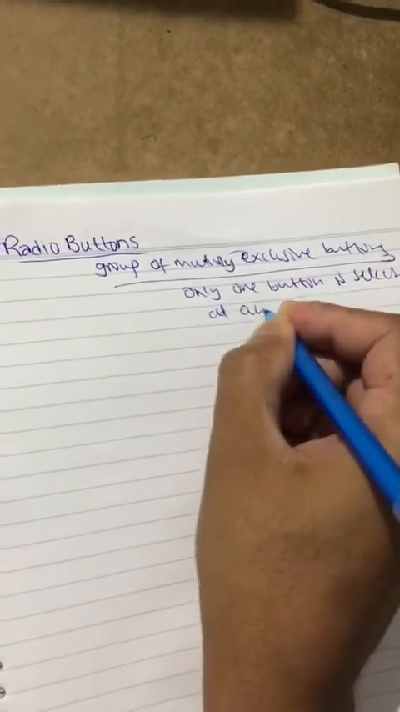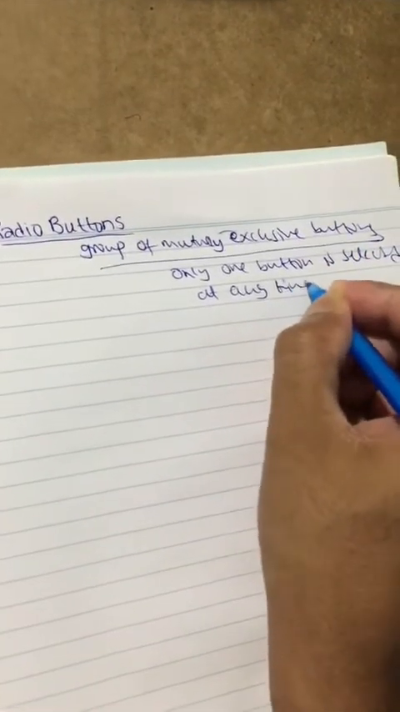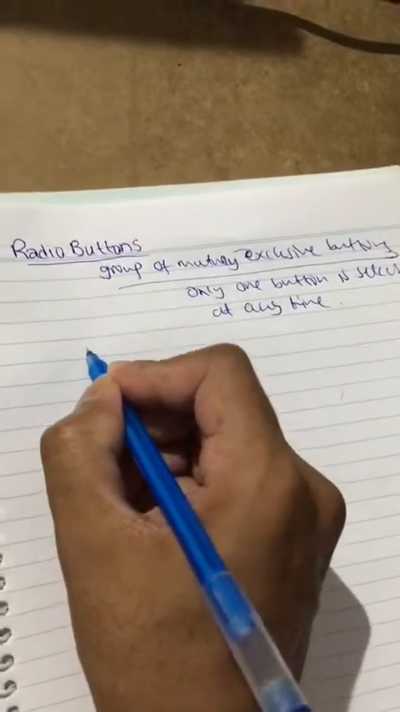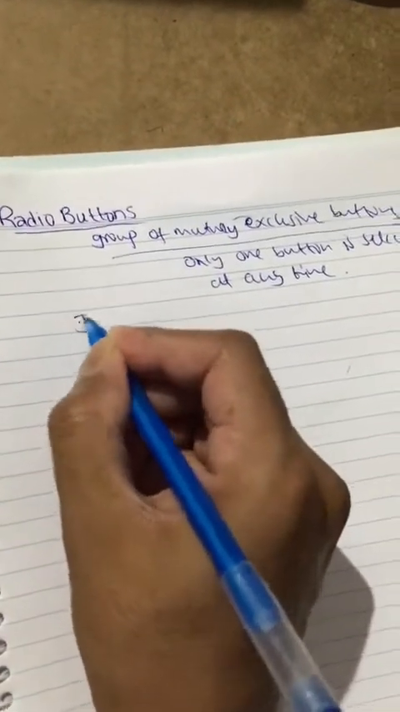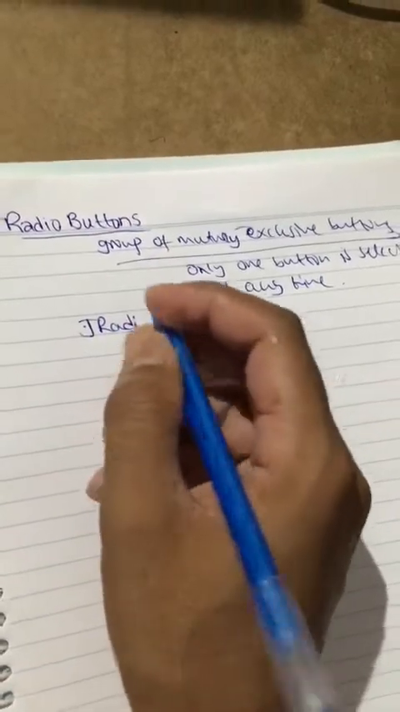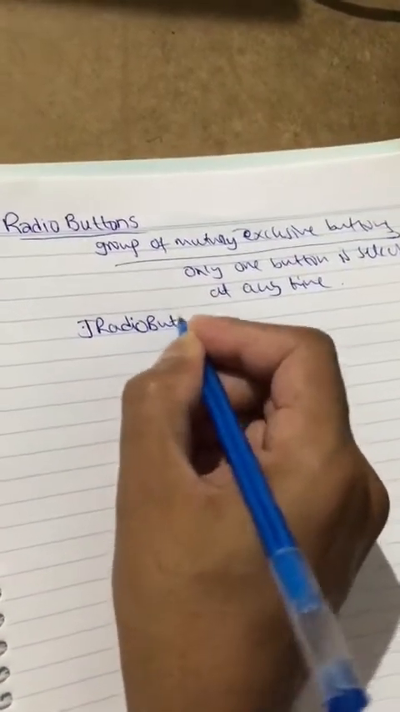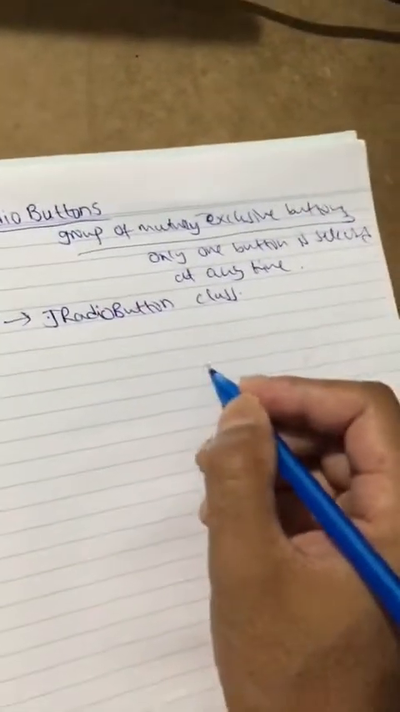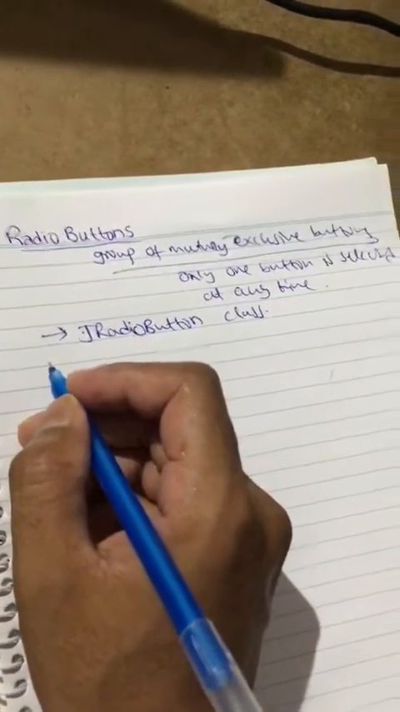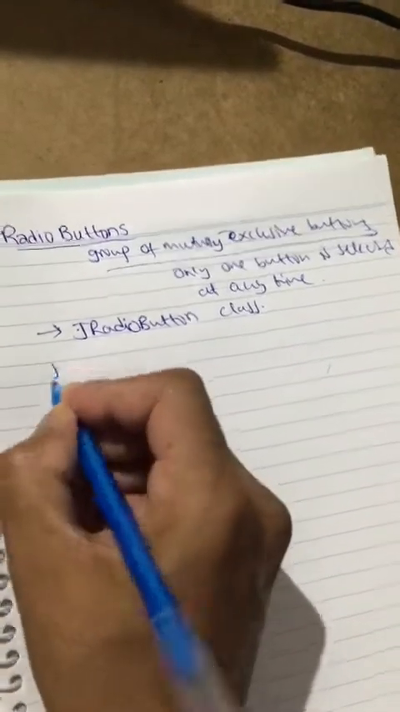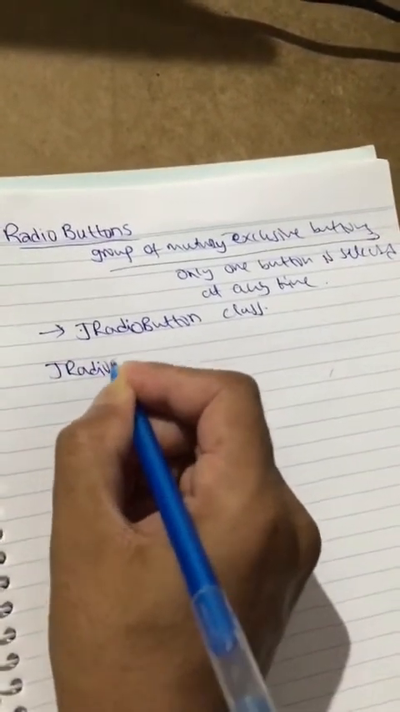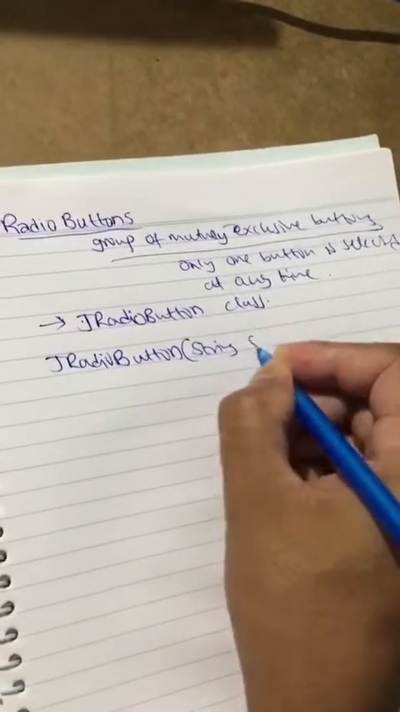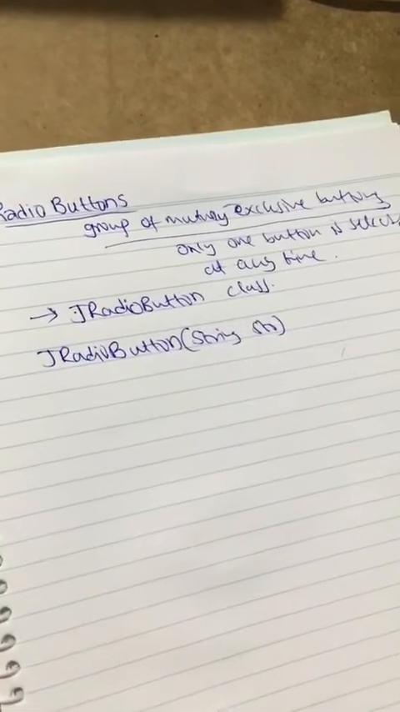Okay, so this is the radio button. Radio buttons are implemented by the JRadioButton class. JRadioButton has several constructors. One used here is JRadioButton(String str). So radio buttons are like this.